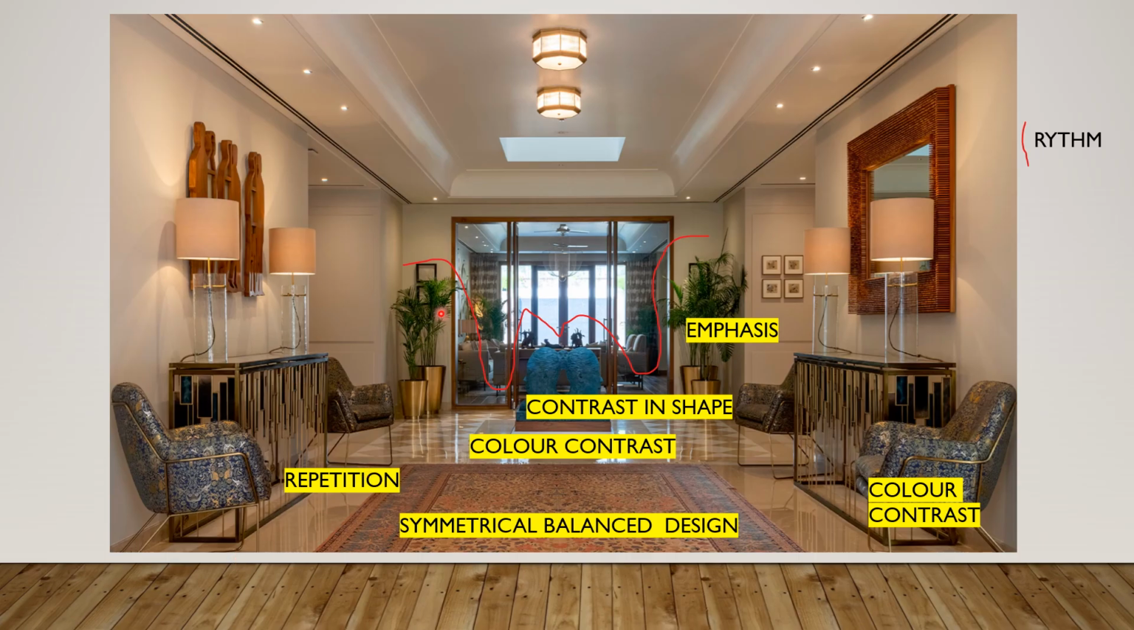This again is a perfect example of a symmetrically balanced design. This is symmetrically balanced from both the sides. This is a perfect example of repetition, both the sofas and the table. This particular piece is adding a contrast in shape as well as contrast in color, and this is providing a rhythm to the space.